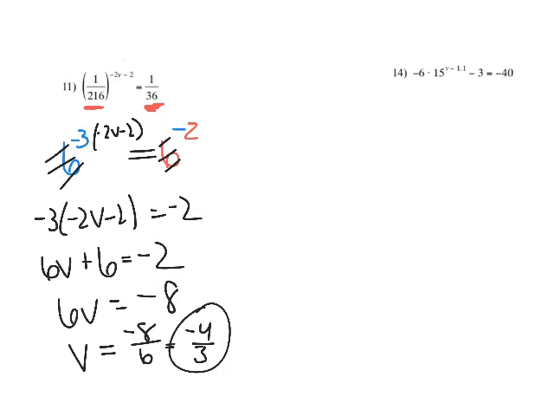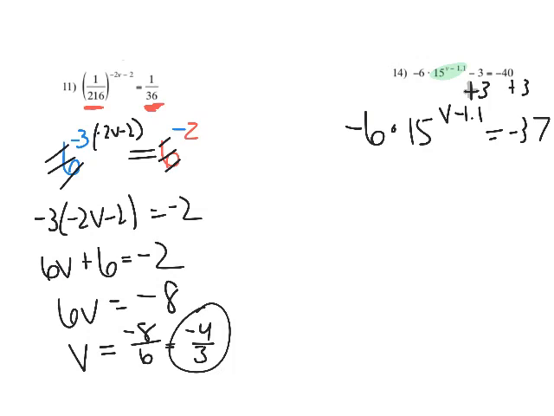You need to get this 15 to the v minus 1.1 by itself, because in order to solve an exponential equation, whatever has the exponent needs to be by itself. So we are going to do a couple of things to start. I'm going to switch over to an actual pen instead of a highlighter. I'm going to add 3 to both sides. So I have negative 6 times 15 to the v minus 1.1 equals negative 37.